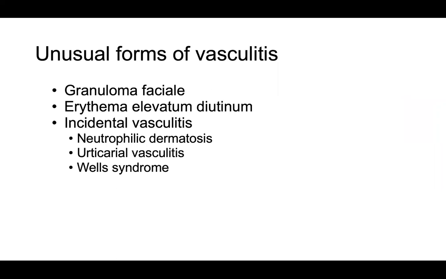Unusual forms of vasculitis include granuloma faciale and erythema elevatum diutinum, which I like to refer to as the easily forgotten vasculitis. Many people might think about erythema elevatum diutinum and forget that it's a vasculitis. You can also have incidental vasculitis, such as neutrophilic dermatoses like Sweet's, urticarial vasculitis, and Wells syndrome. So incidental vasculitis means that you have vasculitis, but there was probably something much more pathologic happening, and you just happen to have vasculitis.